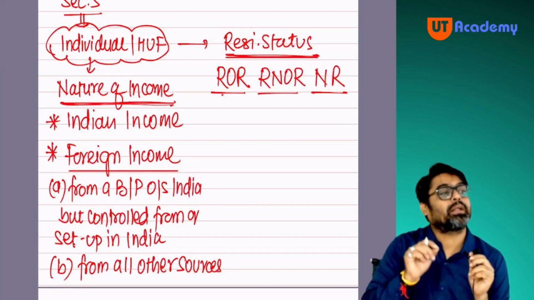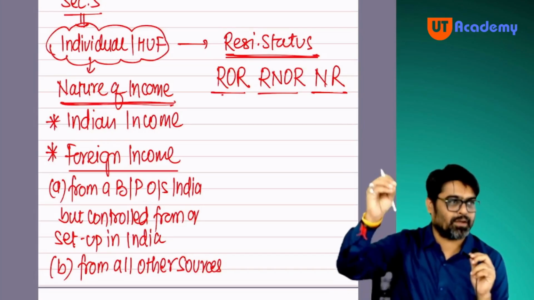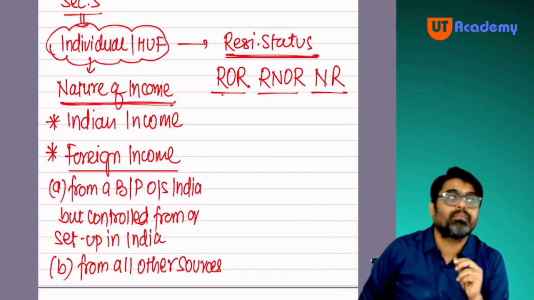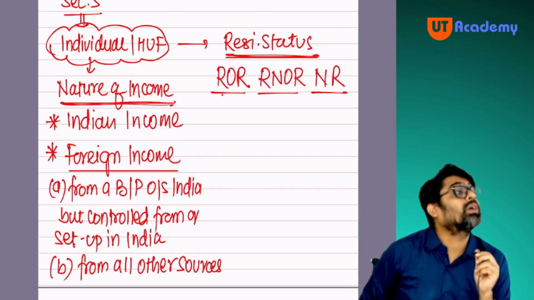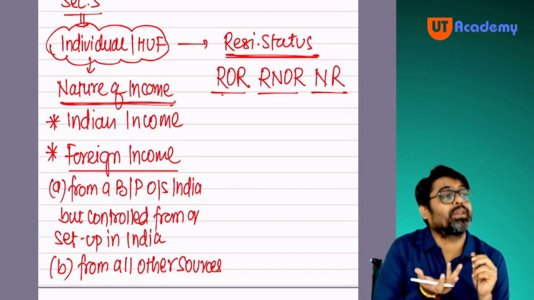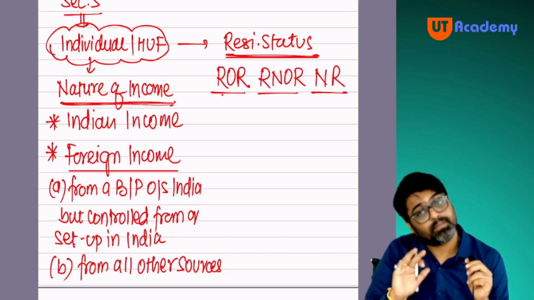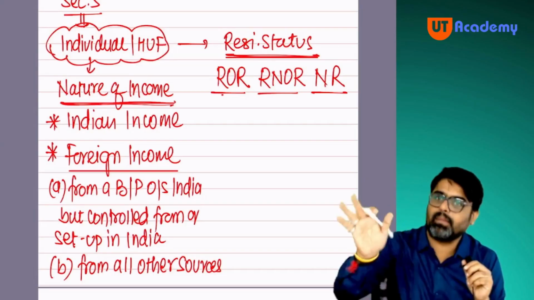Then irrespective of his residential status, that income will be included in the computation of his total income. Don't you think that on the Indian income, the government of India should get tax? Who should get the tax on the Indian income? So will the government of India leave the tax on that income just because you are non-resident? No. Just because you are RNOR? No. Whatever may be your residential status.